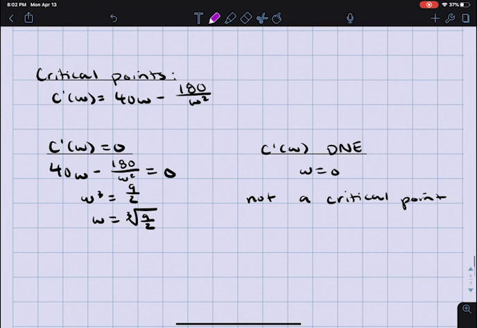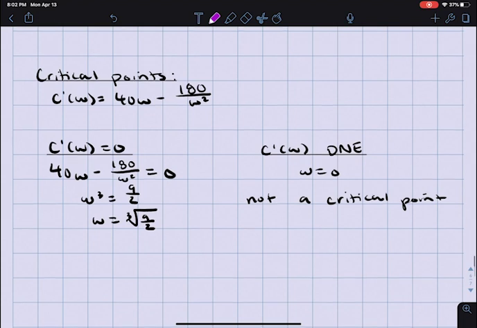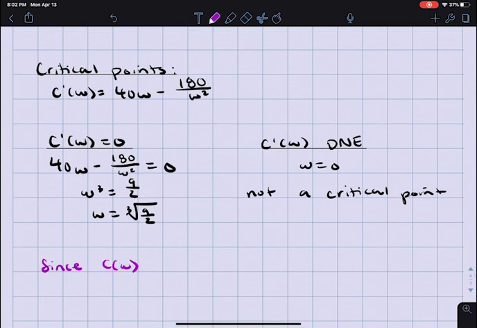You can use the first derivative test by showing it's decreasing before the critical point and increasing after the critical point. But instead, let me argue it a different way, just to show you the variety of reasons why this must be an absolute minimum. We know our function is going to infinity as the width approaches 0 from the right, and we know it's going to infinity as the width goes to infinity.